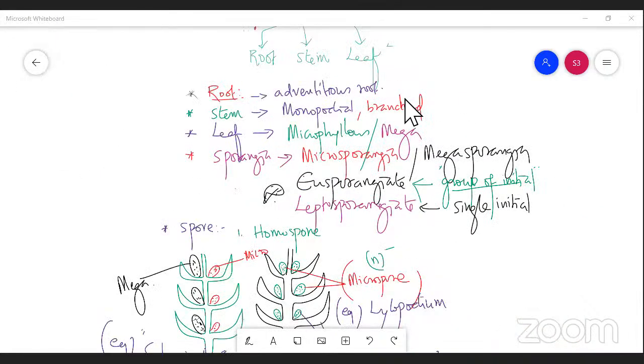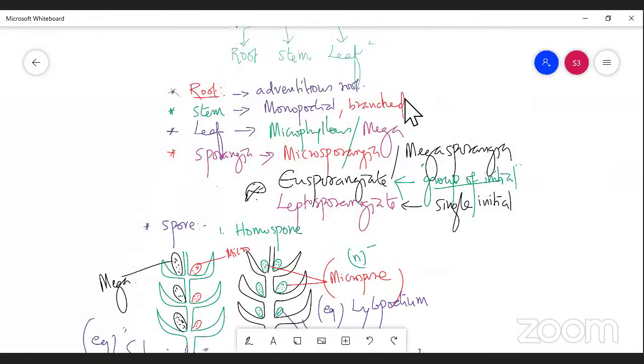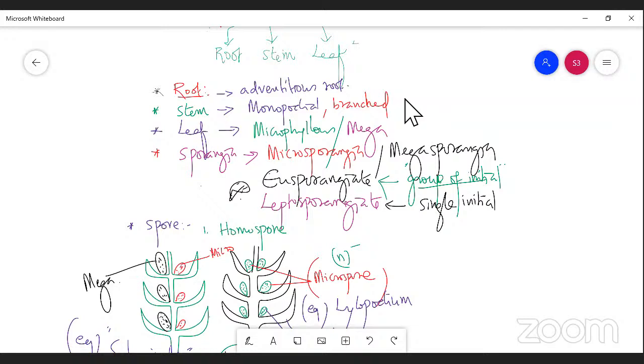Right. Then what do you understand about the homospore? They produce only one type of spore. Kindly answer one by one. No sir, I can't hear your voice, sir. Okay, no problem. And what do you understand about leptosporangiate or eusporangiate? Leptosporangiate: development from a single initial, sir. Very good. Eusporangiate means development from a group of initials.